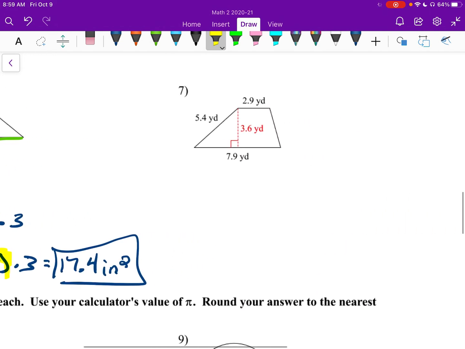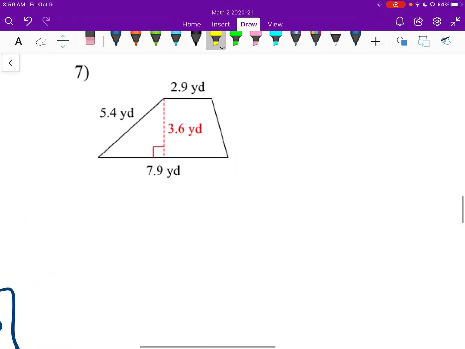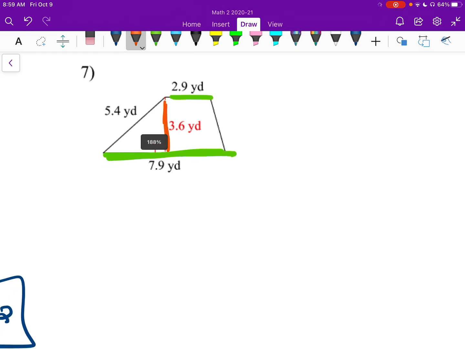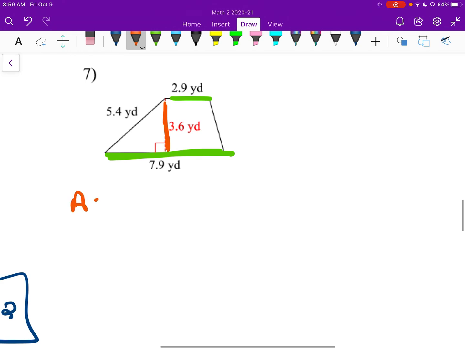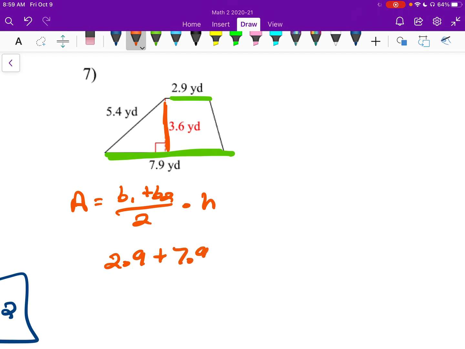All right, number 7. This is another trapezoid. We can see our height is going to be right here, and our bases are right there and right there. And we don't really care about that 5.4. So let me write our formula down. Area equals base 1 plus base 2 over 2 times the height. So we're going to have 2.9 plus 7.9 over 2 times 3.6.